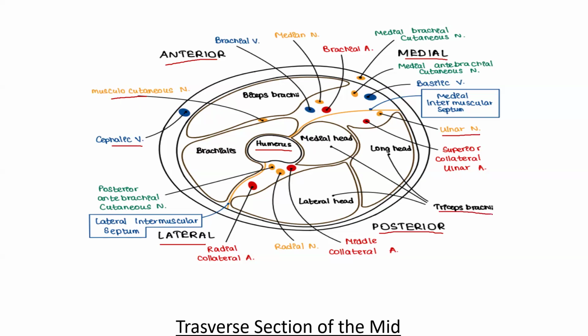So to complete your drawing, you have to mark each and every structure. And at the bottom, you can see I have named this one as a transverse section of the mid. So this part is not there. It should be the arm. So it should be there. So like that, transverse section of the mid arm is there.